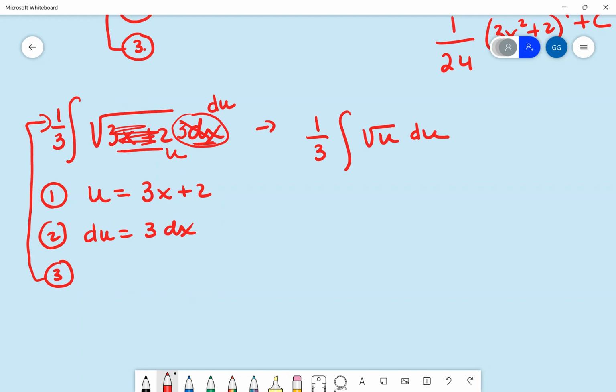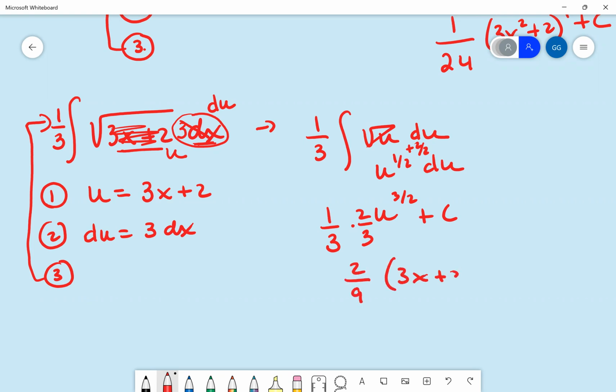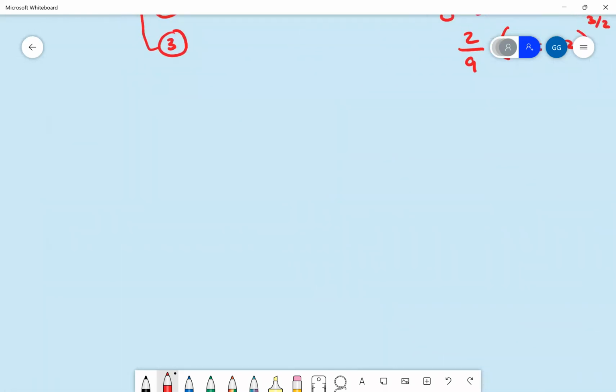Well, that square root of u is really u to the 1/2 du, which is the same as u to the n. When I increase it by 1, that 1/2, I'll get u to the 3/2 times 2/3 plus c. Don't forget to take the reciprocal of the 3/2, which is 2/3. So it's 2/9 (3x plus 2) to the 3/2 plus c. Step 3 is usually the trickiest step, when you return back to the integrand to convert everything in terms of u. Okay, another problem.